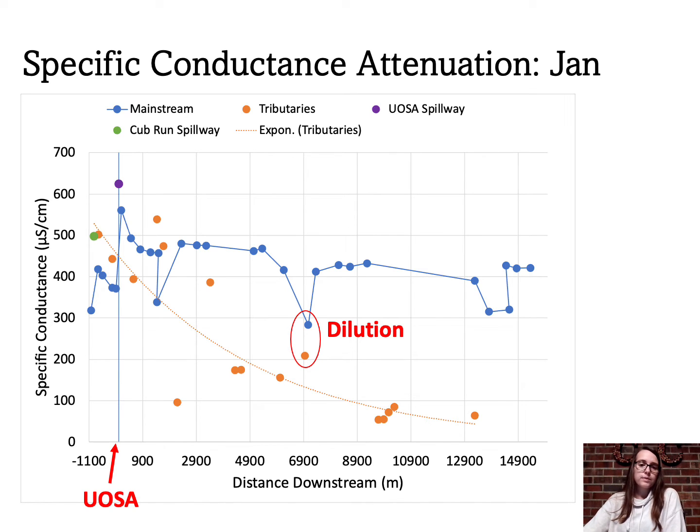We see there's a low specific conductivity before UOSA, a spike of specific conductivity above 600 microsiemens per centimeter at UOSA, which indicates there's a release of salt ions. Then we notice a rapid exponential decline in specific conductivity, as well as continual attenuation downstream. The concentration in the tributaries exponentially decays as we move downstream and impacts the specific conductivity of Bull Run, causing dilution.